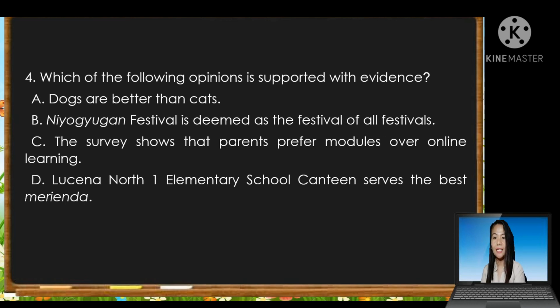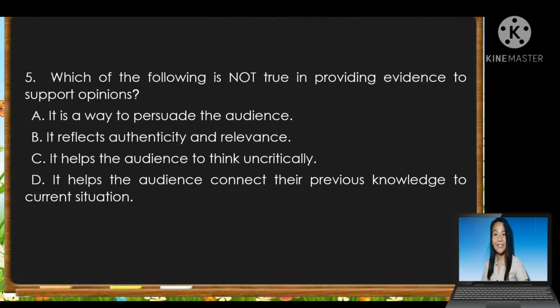Which of the following opinions is supported with evidence? A. Dogs are better than cats. B. Neo-Yugan Festival is deemed as the festival of all festivals. C. The survey shows that parents prefer modules over online learning. And letter D, Lucena North 1 Elementary School canteen serves the best merienda. What is the answer? There is a clue word. Okay, the answer is letter C, because of the word survey, meaning statement, letter C, is supported with evidence. Very good. I'm so happy that you got it right.